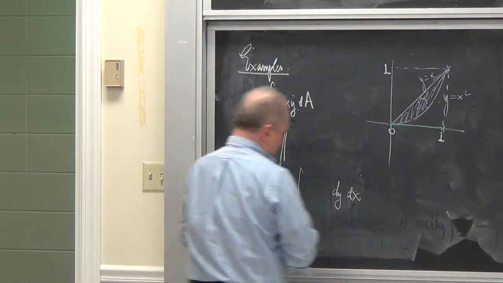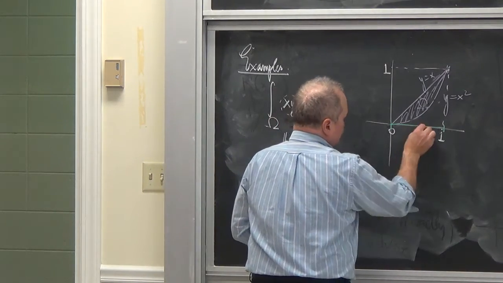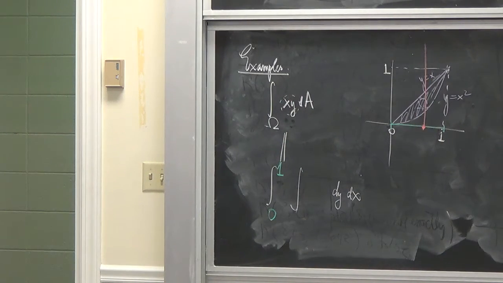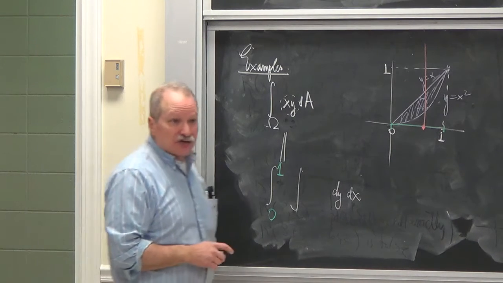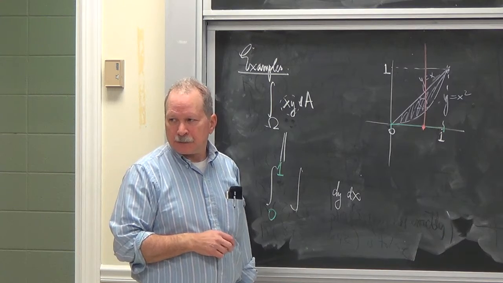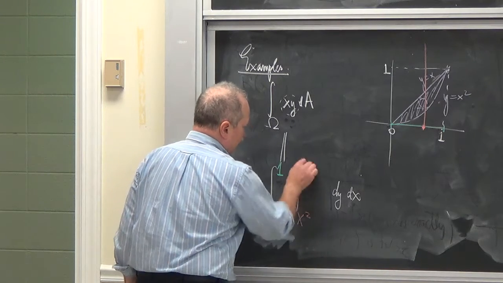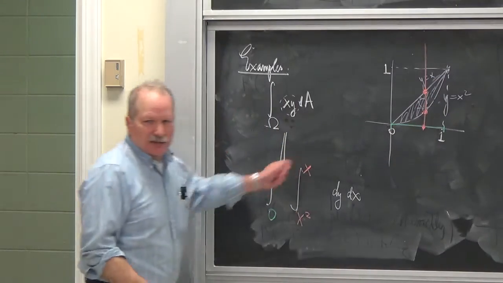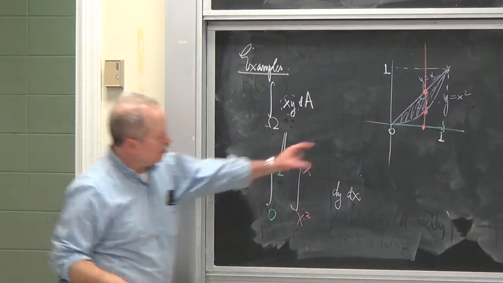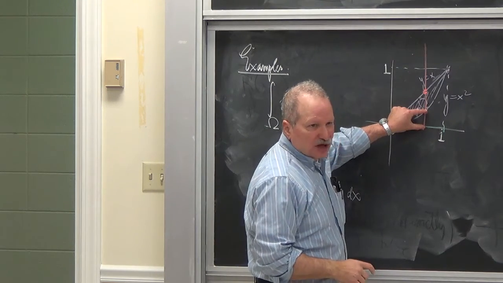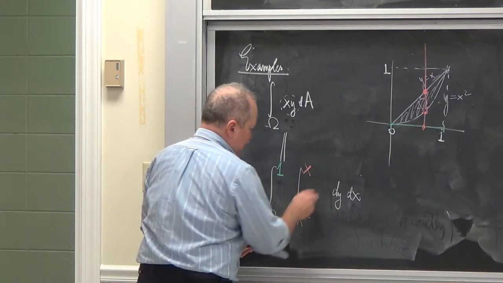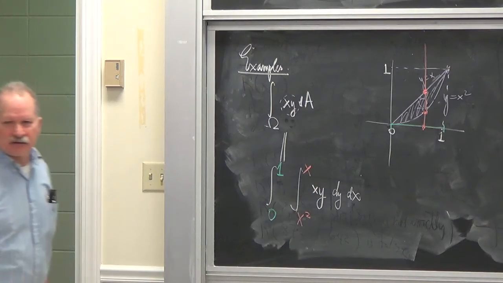And if I fix an x, and I shoot a ray parallel to the y-axis, where does that ray enter the set and where does it depart the set? X squared to x. Right, so you're going from here to there, so that becomes the limits on your integral, because down here and up here the function we were talking about is 0, so we ignore them. And then I put in my function, and then you know how to do it.